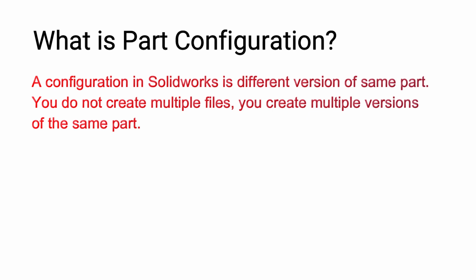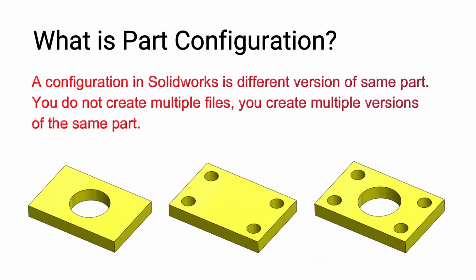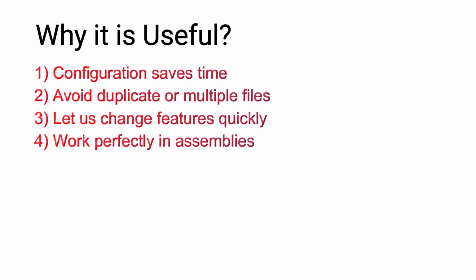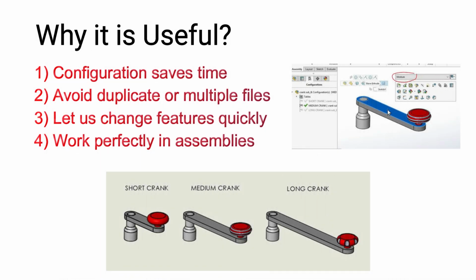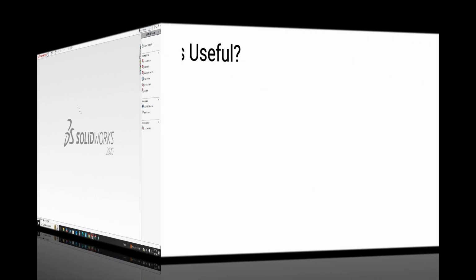So basically a configuration in SolidWorks is simply a different version of the same part, and you do not create multiple files, you create multiple variations inside the same file. We use configurations because they save time, they avoid duplicate files, and they let us change features quickly. And we can also use these configurations inside SolidWorks assemblies. Okay, so let's go to SolidWorks and learn this.